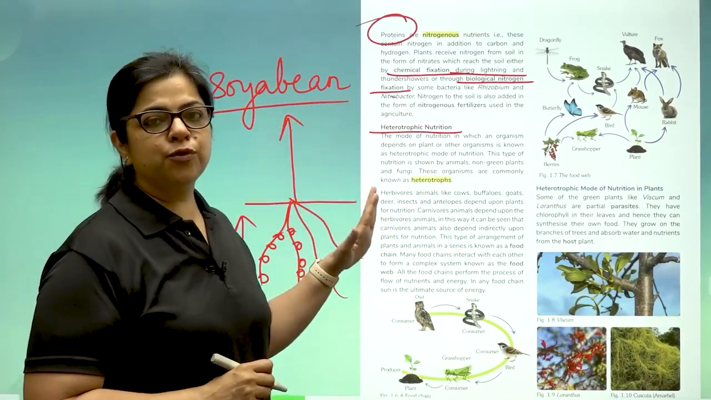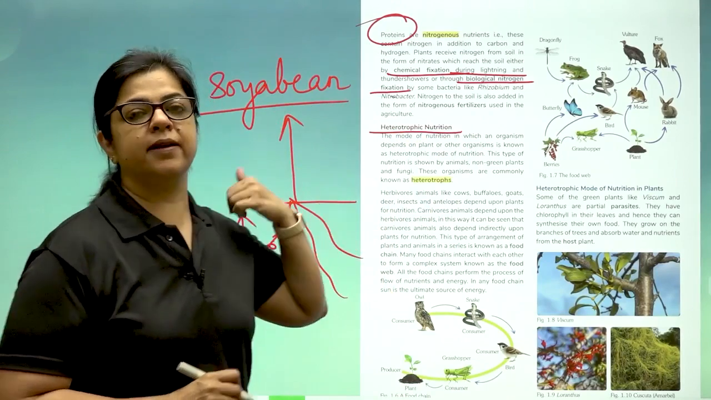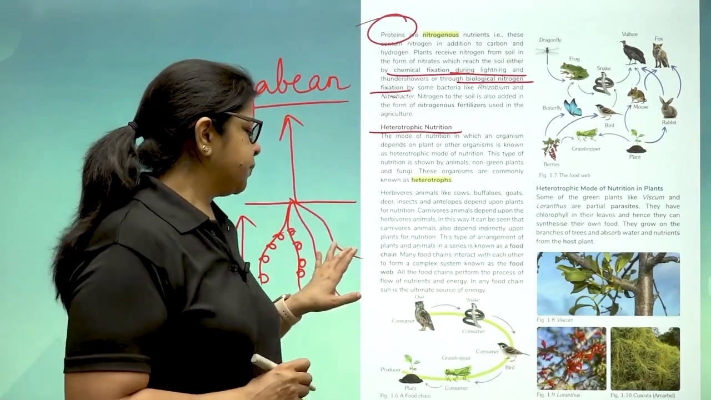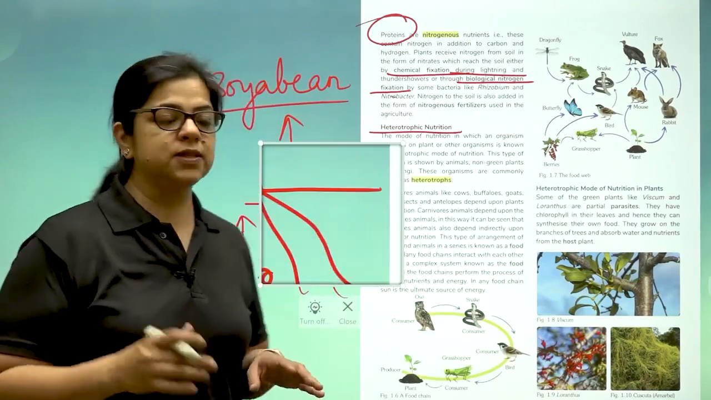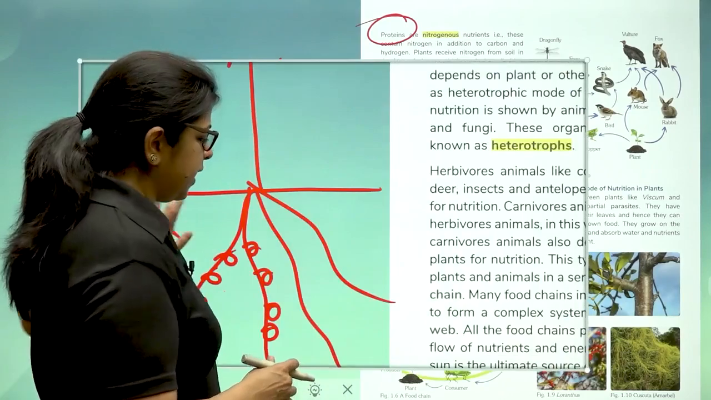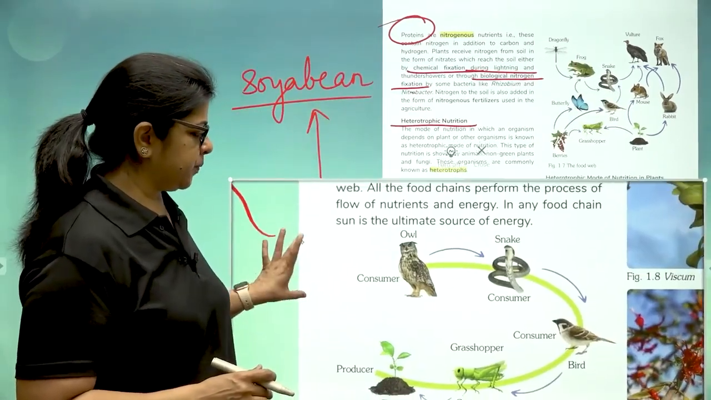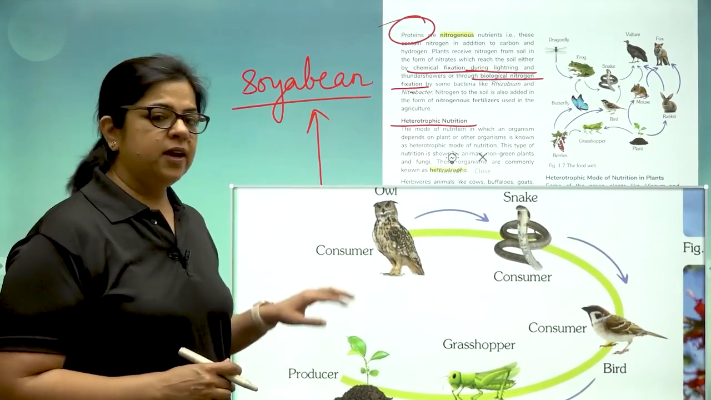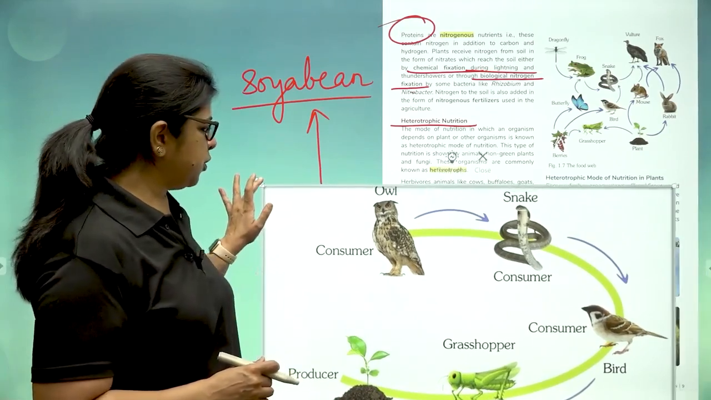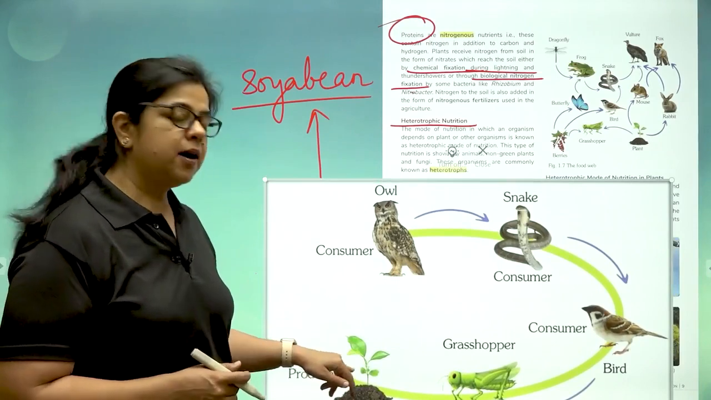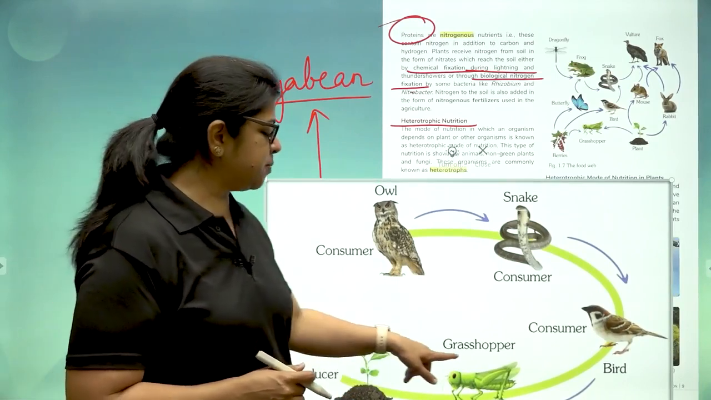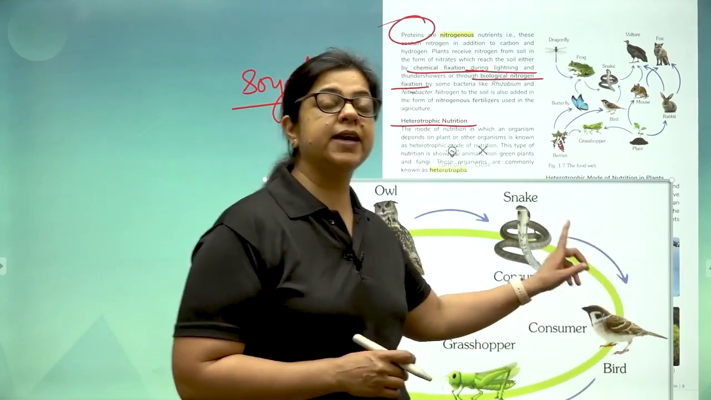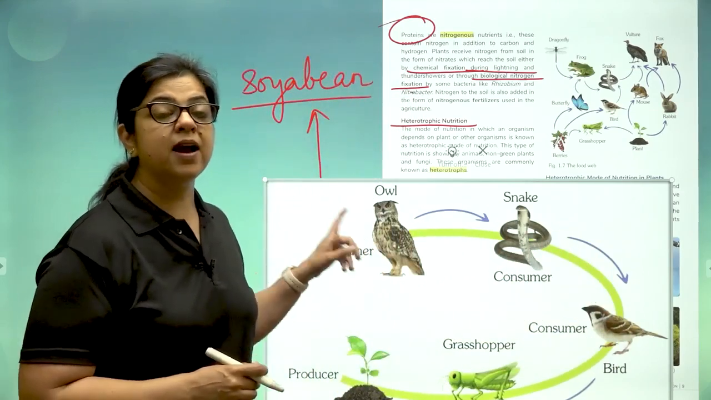Now what is heterotrophic? Heterotrophic means when you are depending on somebody else. Now in nature, there are two important things for us to understand. One is the food chain and the other is the food web. So what is a food chain? If you look at this picture carefully, what do you see? You see a plant that is eaten by a grasshopper, which is eaten by a bird, a snake, and a snake finally by an owl.